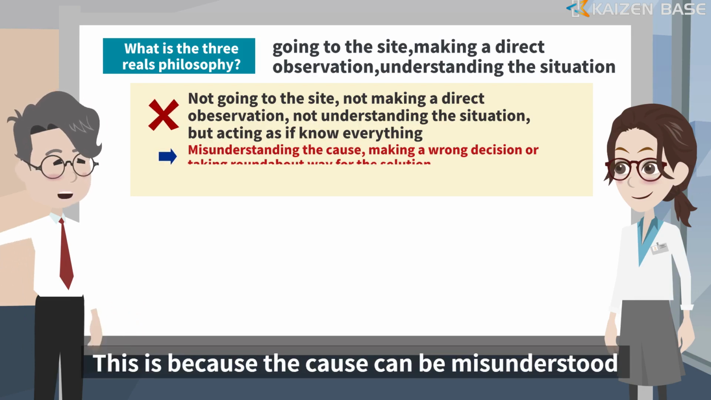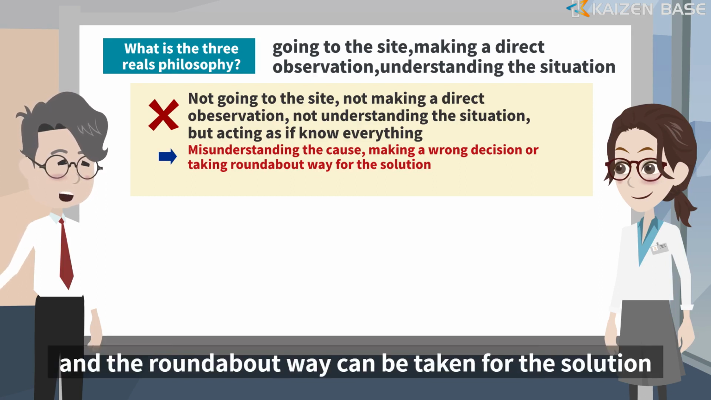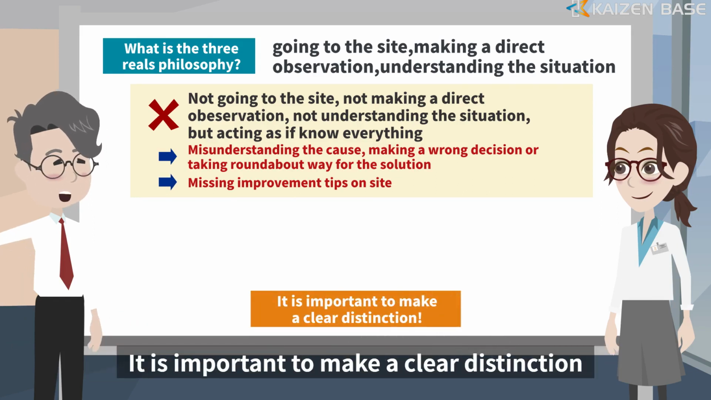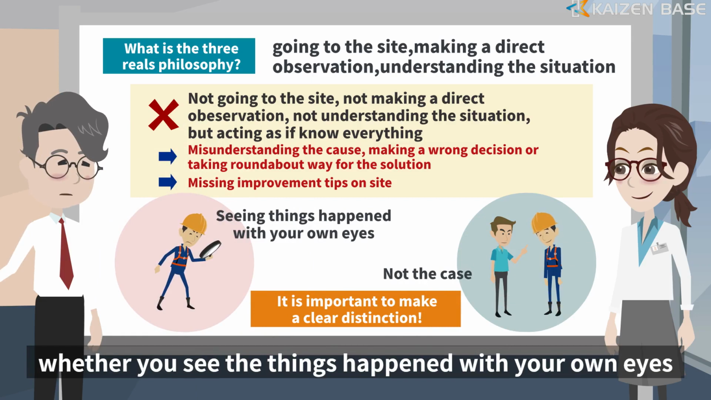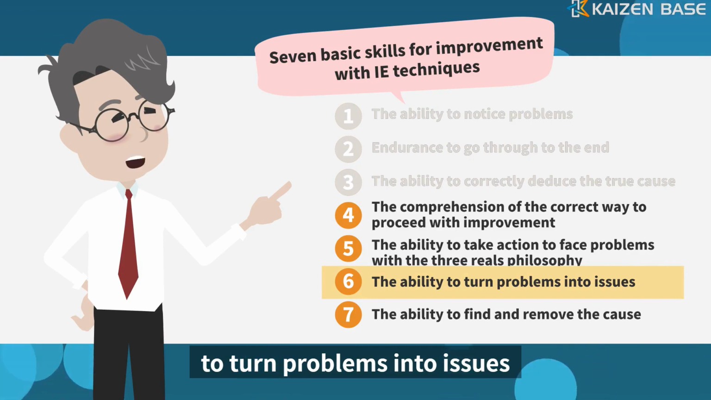This is because the cause can be misunderstood, the wrong decision can be made, and the roundabout way can be taken for the solution. Improvement tips on site can be missed as well. It is important to make a clear distinction whether you see the things happen with your own eyes. Next, let's take a look at the ability to turn problems into issues.